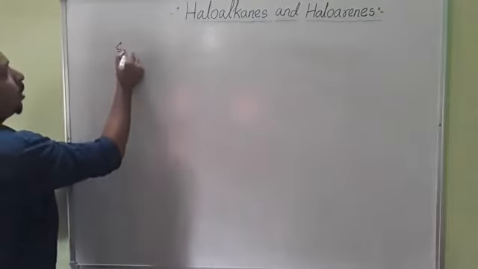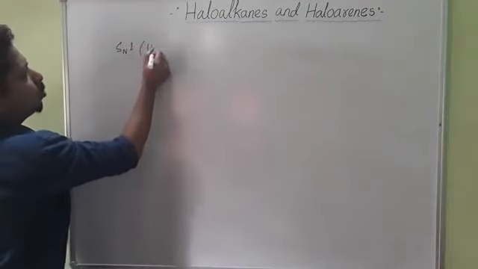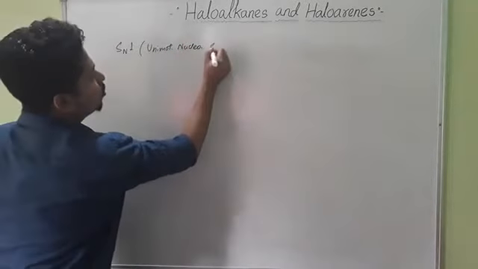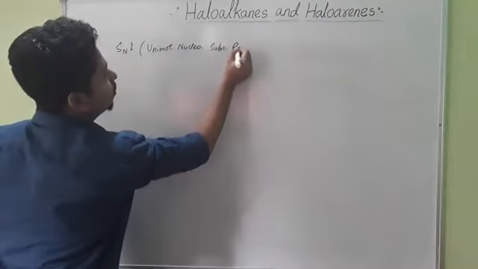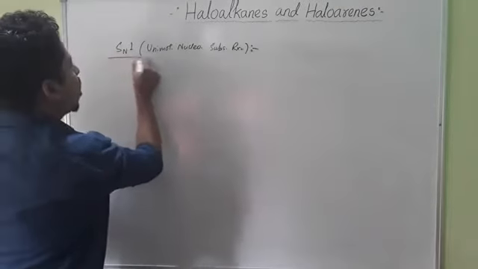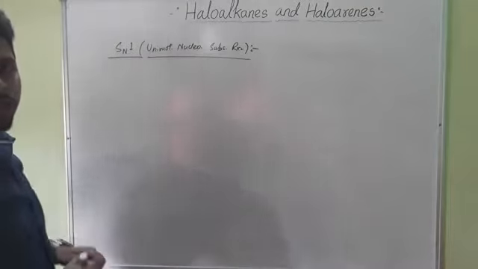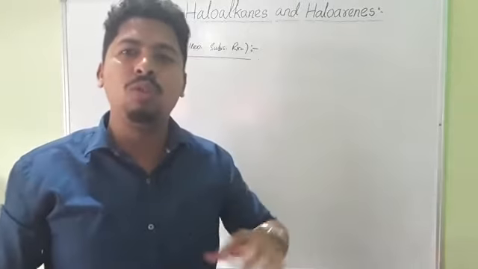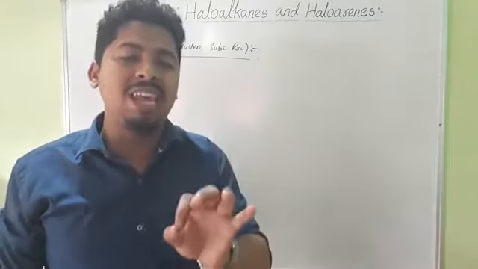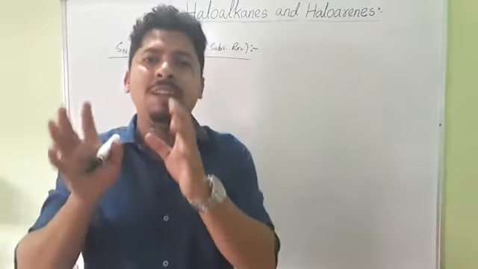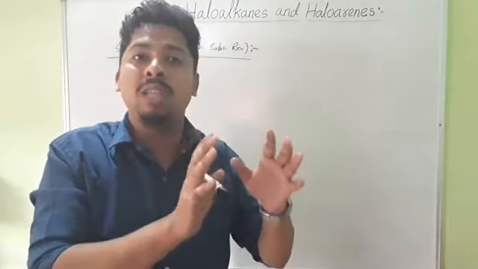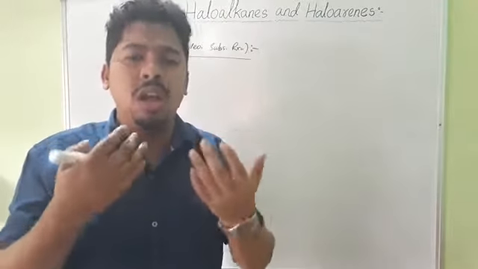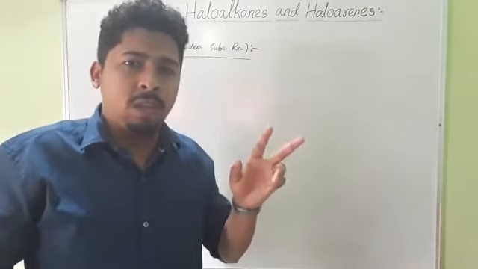Here you see SN1. SN1 means unimolecular nucleophilic substitution reaction. So here we have seen that in the case of SN1 reaction, the reactivity of the 3 degree alkyl halide is more than 2 degree, then 1 degree. So here we will take a 3 degree alkyl halide. When this 3 degree alkyl halide is treated with aqueous NaOH or aqueous KOH, it will form 3 degree alcohol, and the reaction will proceed by the SN1 mechanism.